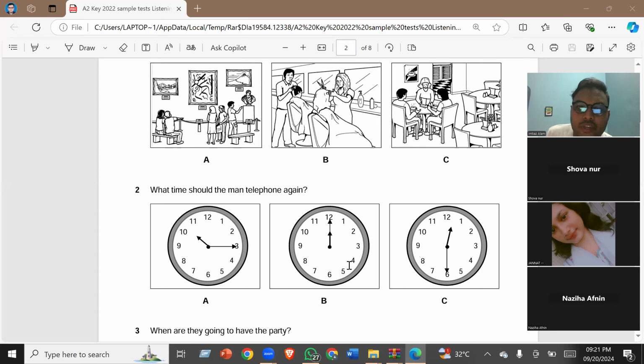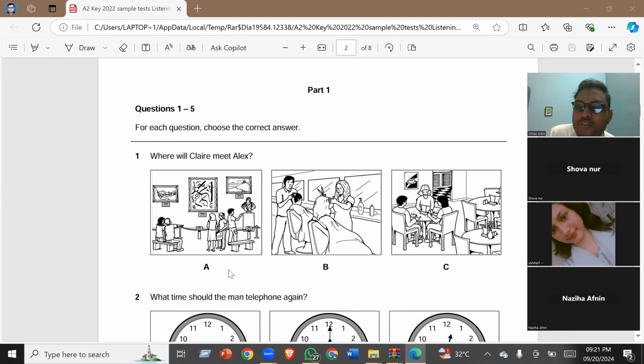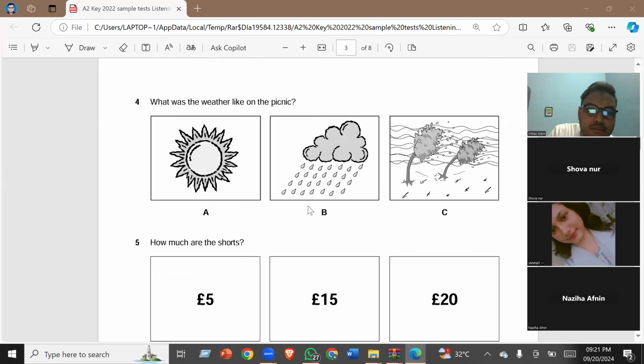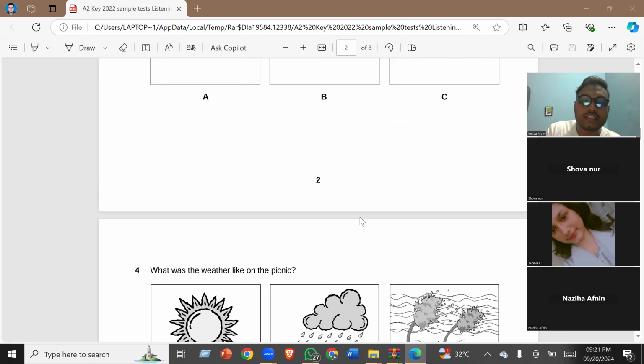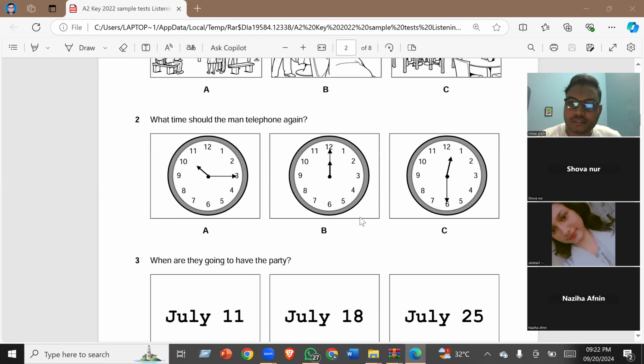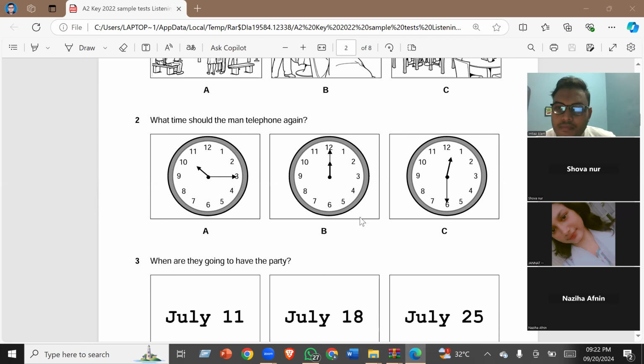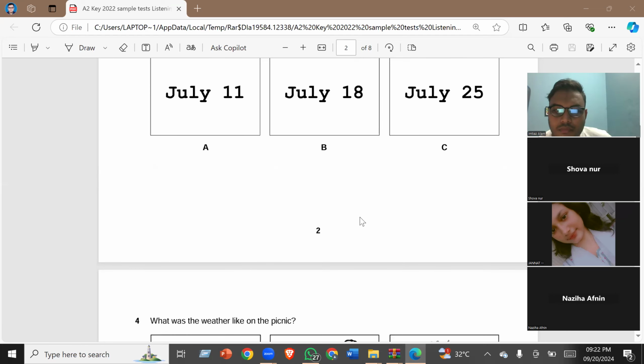By the way, you don't need to write the words. You can see there are options A, B, and C. So in your answer sheet, you only write your option. Suppose the answer is A, then you write 1A, or 1B or 1C. All 5 questions will be the same. You will hear the question and the options, and you will hear them twice. Then based on your listening, you have to choose the correct answer. So this is all about part 1. Do you understand part 1, students? Yes, sir. Can I go to part 2? Yes, sir. Okay, thank you.